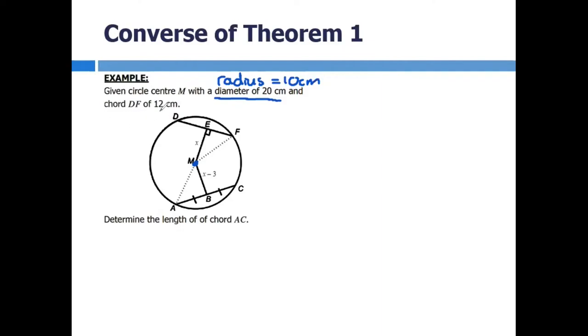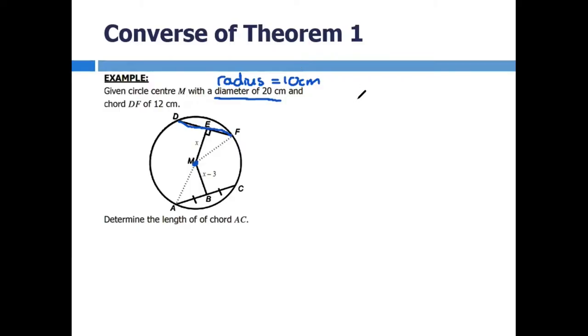And then the chord DF is 12 centimeters. So they've told us that DF is 12 centimeters. I don't like writing those measurements on my diagram straight away because if I put the 12 here, then when I'm starting to think about it, I might think that I'm just talking about DE. So do what you need to do to remember it. Maybe highlight DF so you remember that you've got it. And it says here, determine the length of chord AC. Okay, so they want us to find chord AC.